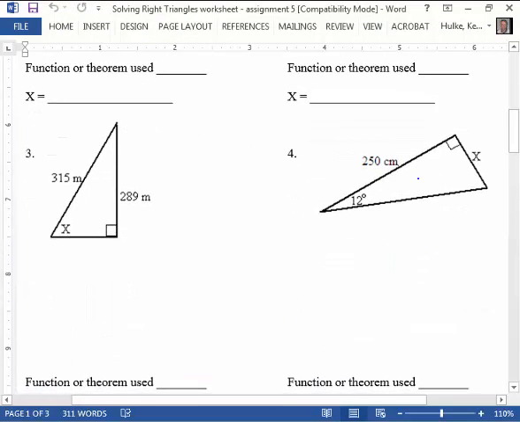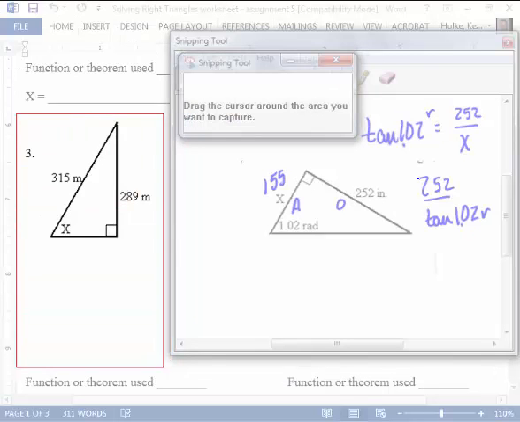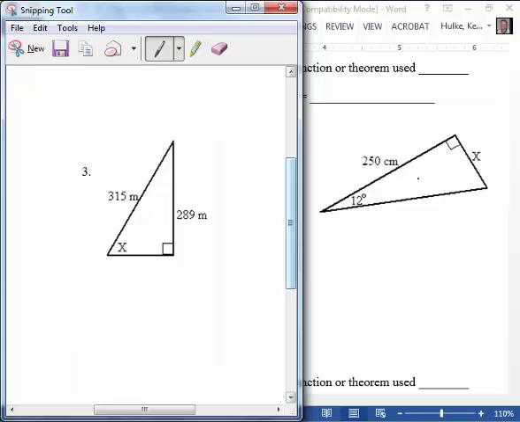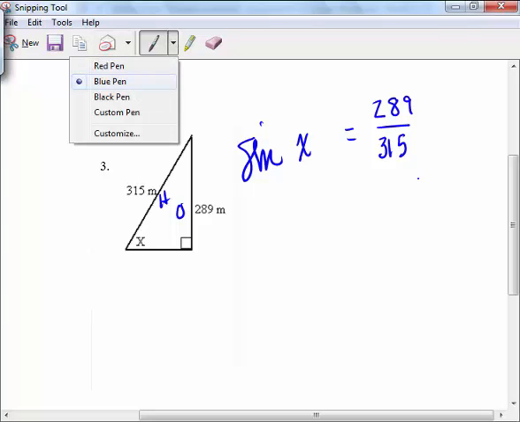Number 3. In this case, this is opposite and hypotenuse, so our sine x is opposite 289 over 315. Did I say feet on this last one? I forgot what I said is my answer.